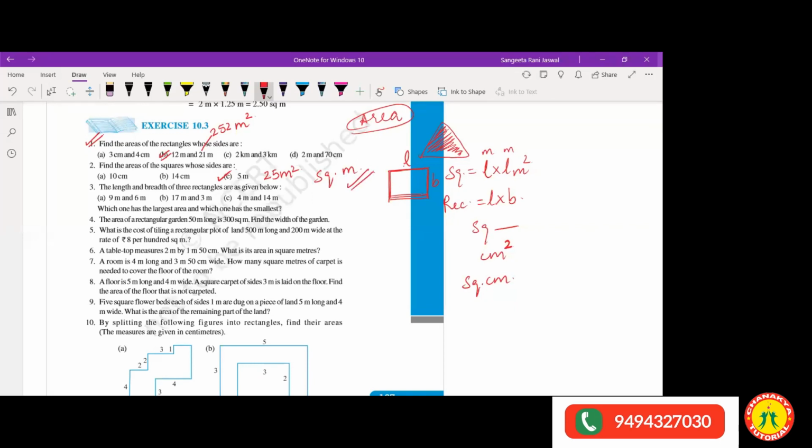Okay, the length and breadth of 3 rectangles are as given below. Which one has the largest area and which one has the smallest? Now you have to compare these. You have to find the area of these 3 rectangles. Please find out.